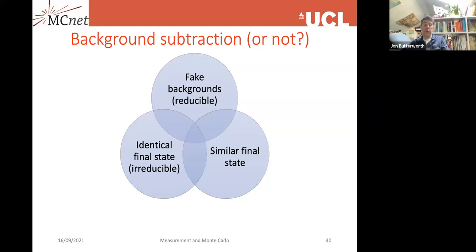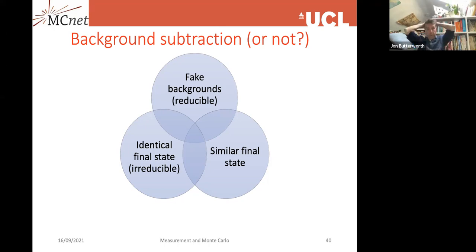There are ones which have a kind of similar final state, which are in the gray area, and there I would class maybe something like you're trying to measure prompt photons, but you've got photons from pi zeros. So it's a kind of similar final state. It really is a photon, but it's coming from a different source from the one you actually wanted to measure. So it's coming from a hadron decay rather than from the scatter itself.